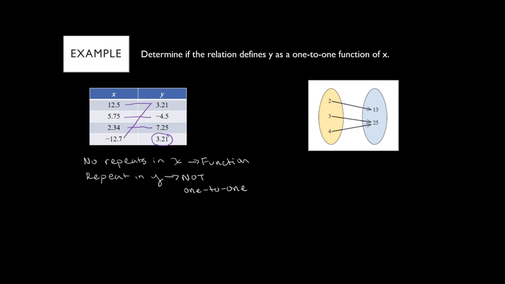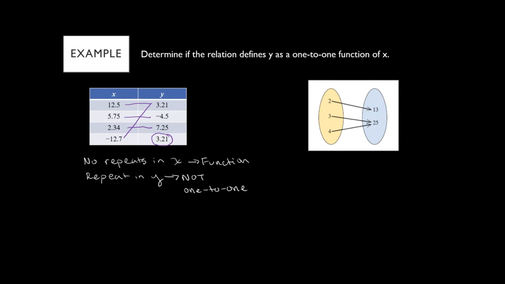So this is another way to think of it: if I have my list of numbers, are there repeats? If so, it depends on which direction. If there's repeats in x, it's not a function. No repeats means it's a function. If there's repeats in y, it's not 1 to 1. If there are no repeats in y, then it is 1 to 1. So that's another way to think about this.